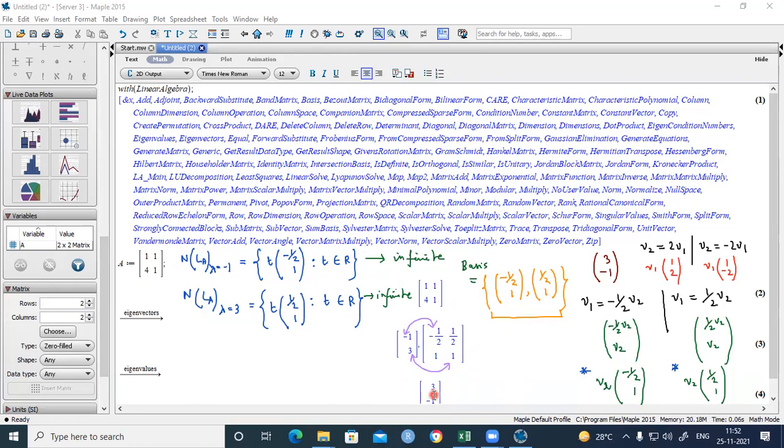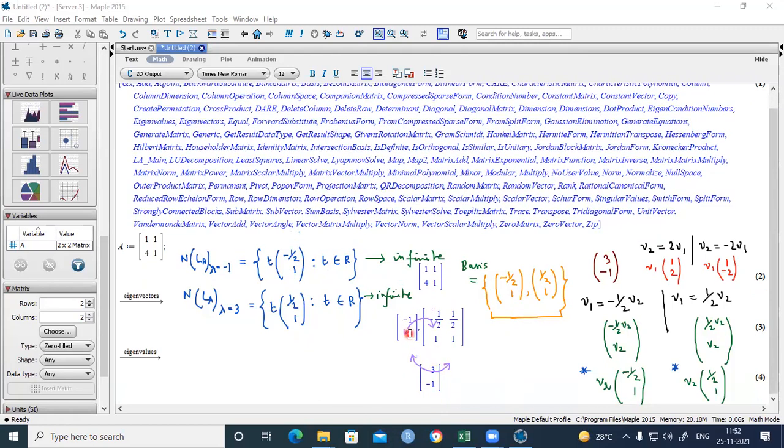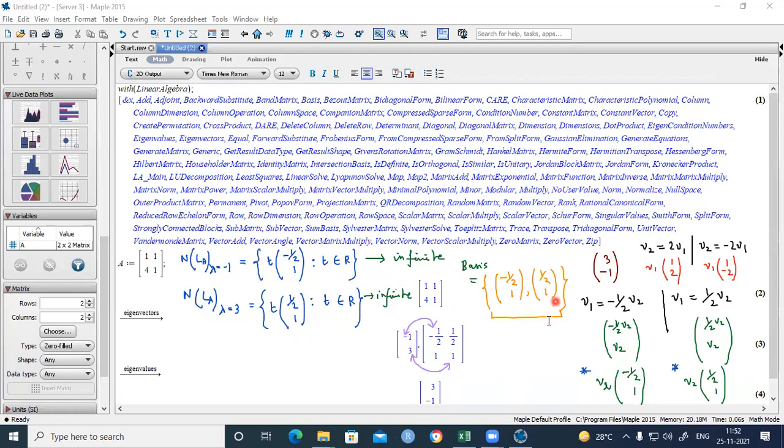Any multiple of minus half 1 is an eigenvector of minus 1. Any multiple of half 1 is an eigenvector of lambda equals 3. So it is a misinterpretation. They may think that eigenvectors are always unique corresponding to a particular eigenvalue, but they are not. For a given eigenvalue, there may exist many eigenvectors. This is the fallacy of this particular software. Have you understood what the fallacy is? Yes, sir.